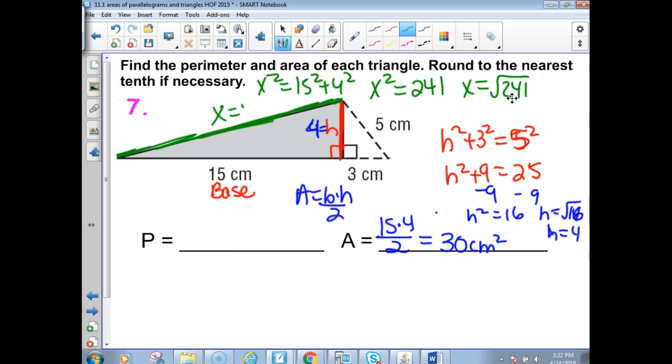What was that? 15 point what? 5, okay. And then perimeter, we're going to do 15.5, we just found, plus 15, plus 4. So that's 34.5 centimeters.